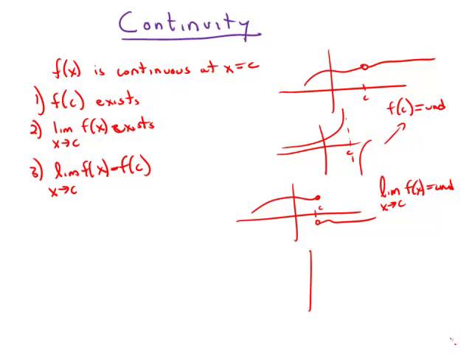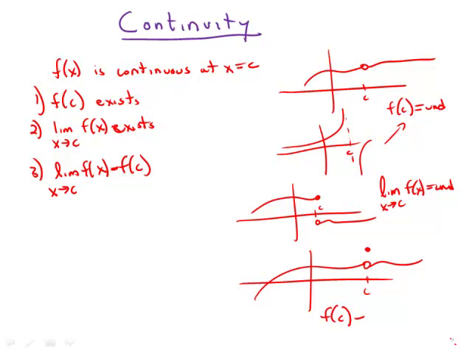And finally, a function that fails the third condition, we could have a removable discontinuity and then a separate value at that point. So here we can plug in c. The function definitely exists. It's that one point floating above. We can also take the limit, and of course the limit approaches the hole in the function. But the trouble is that when we take the limit, it doesn't equal the value that we get when we actually plug in. So this is an example of a function that fails the third condition.